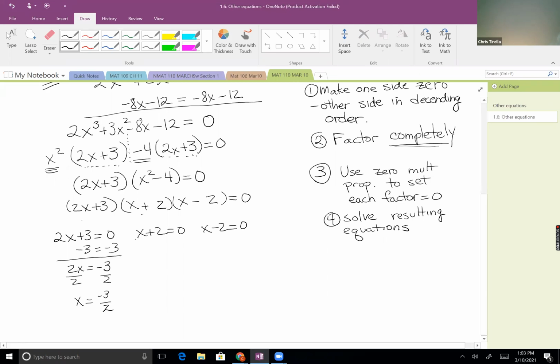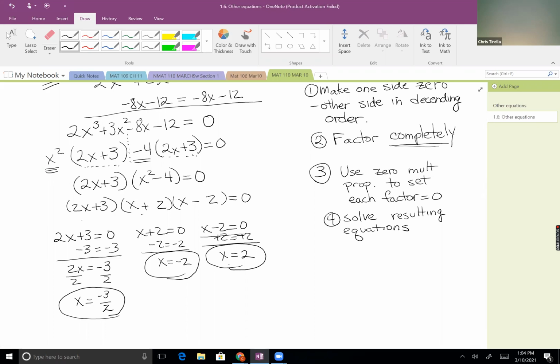1 down, 2 to go. To solve x plus 2 equals 0, is it obvious to everybody? Subtract the 2 and get x equals -2. And to solve x minus 2 equals 0, I'll add the 2. And that gives me x equals +2. And so again, third degree equation, we spoke before about the degree of an equation telling us how many solutions we might have. This was third degree, so we shouldn't be surprised that we have 3 different solutions.